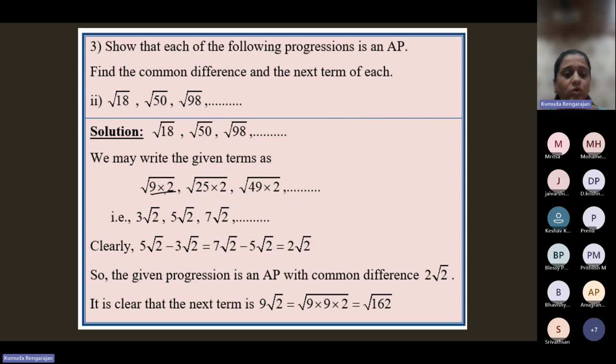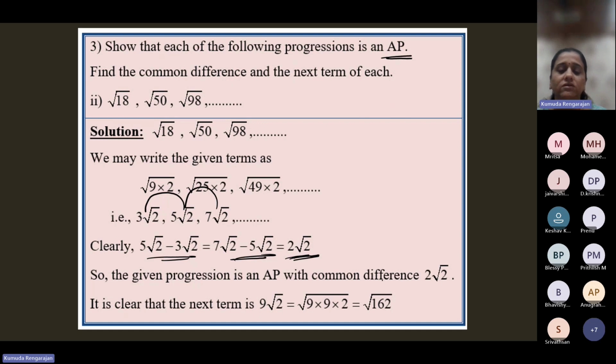So when I write it as 9 into 2, square root of 9 is 3, so 3 root 2. Square root of 25 is 5, so 5 root 2. Square root of 49 is 7, so 7 root 2. Now how to check if it's an arithmetic progression? 5 root 2 minus 3 root 2, 7 root 2 minus 5 root 2. In both the cases, the difference is 2 root 2.